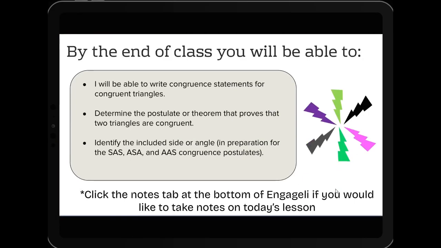Today, our objectives are that you shall be able to write a congruent statement for the congruent triangles we work with. And you're going to determine the postulate or the theorem that proves that two triangles are congruent. And we're going to be identifying the included sides and angles to prepare for the future congruence postulates that we'll be working with.